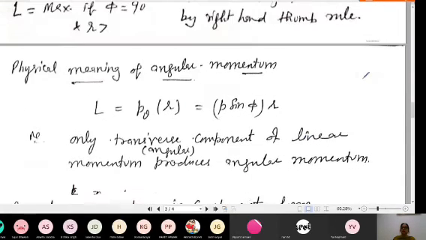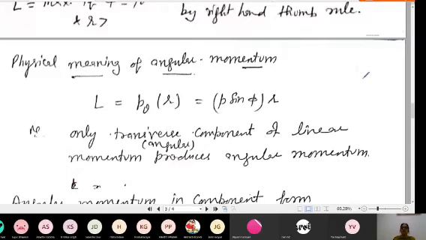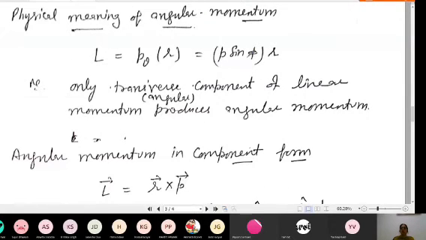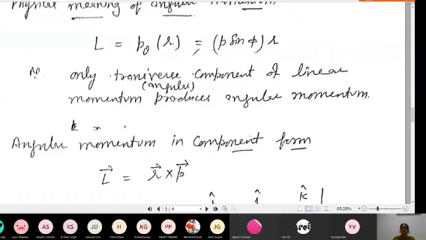Physical meaning of angular momentum: if you have to write it, then of course you have to mention that it is only the transverse component P sine phi which is producing the angular momentum, and the radial component has nothing to do with it. You can write the transverse component as Pt or P theta, which can be termed the angular component or transverse component. The meaning is the same. So you should not get confused with the terms, whether they write Pt into r or P theta into r, the meaning is the same.